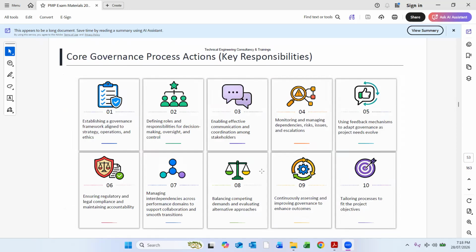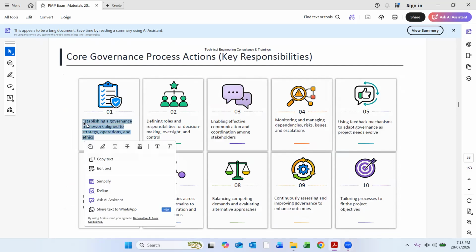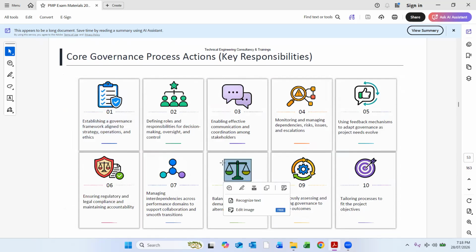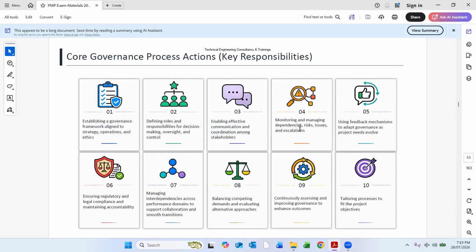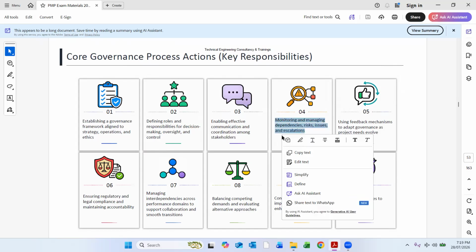Now, core governance process actions. The first thing is the key responsibilities. Establish a governance framework aligned to strategy, operations, and ethics. So there should be a standard framework. Then define roles and responsibilities, so roles and responsibilities should be defined, and then there should be effective communication. Also monitor and manage dependencies, risks, issues, and escalations. So if there are issues, they can be escalated in governance.